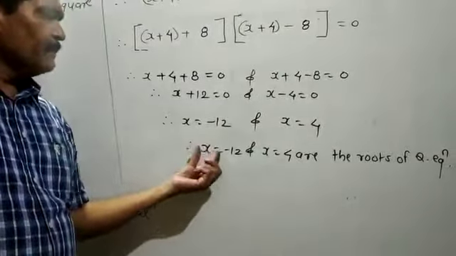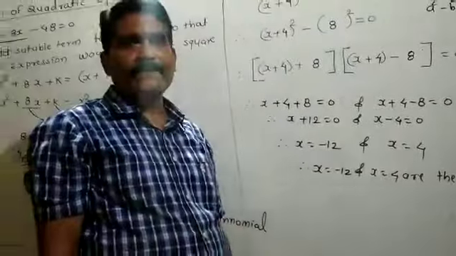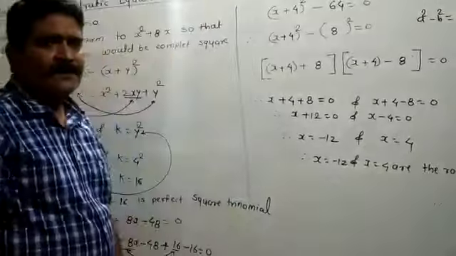Then x is equal to minus 12 and x is equal to 4 are the roots of the given quadratic equation. This way you have to solve this expression.